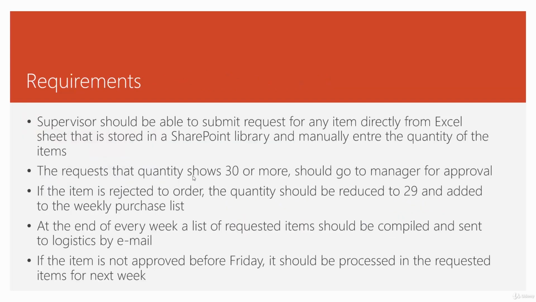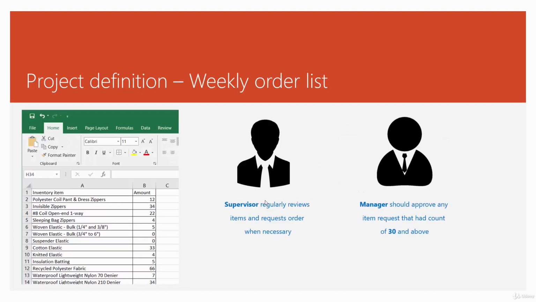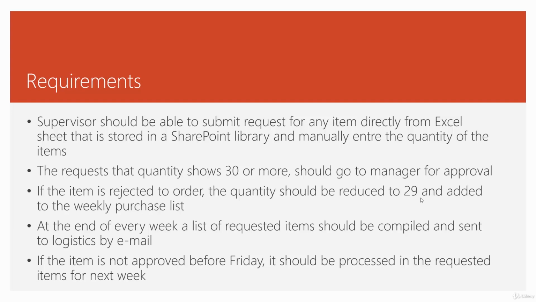A request where the quantity shows 30 or more should go to the manager for approval. If the manager rejects the order, the quantity should be reduced to 29 and added to the weekly purchase list. So basically, anything that the supervisor requests to purchase is approved. The only thing is that if the number is 30 and above, the manager should approve it. If the manager approves, it goes through. If the manager doesn't approve, the number turns down to 29, and again, the order goes through.